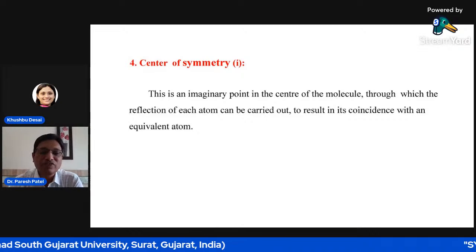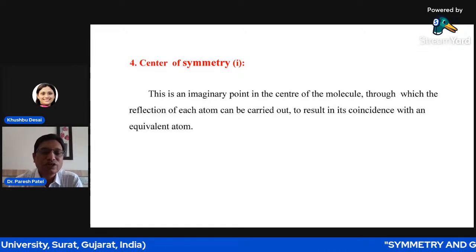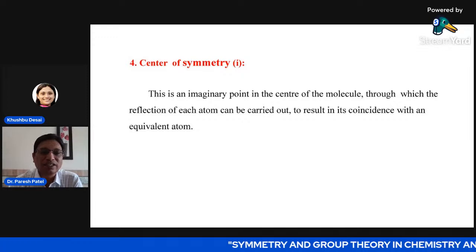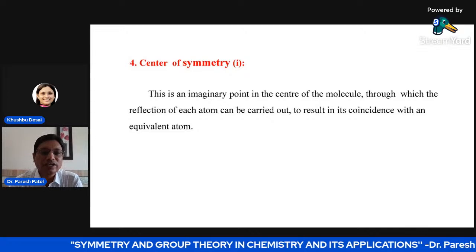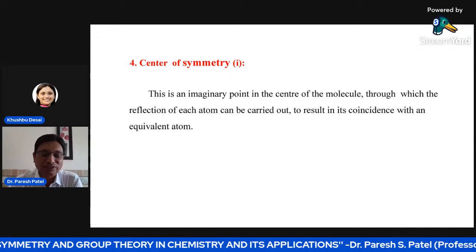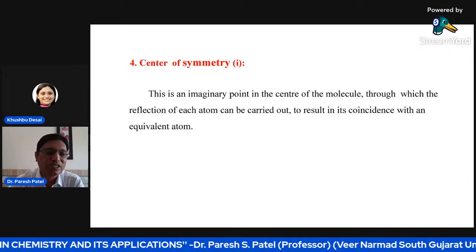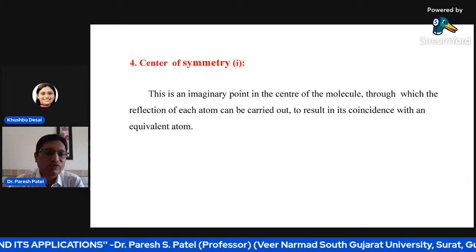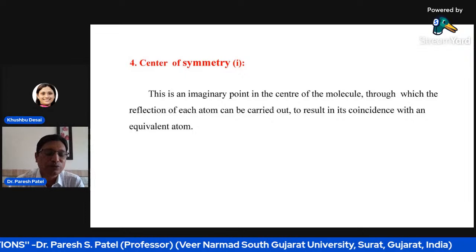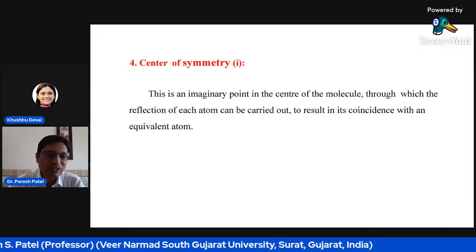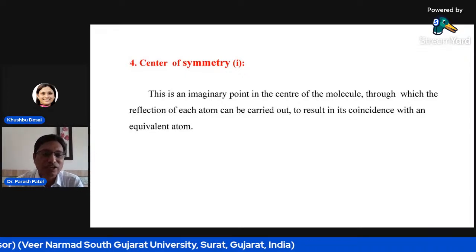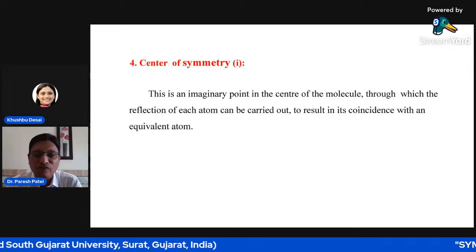Now, the fourth symmetry element is the center of symmetry, which can be symbolized by small i. This is an imaginary point. In the case of the proper axis of rotation, we have to imagine an axis. In the case of a plane of symmetry, we have to imagine a plane. In the case of the center of symmetry, or point of symmetry, we have to imagine a point.